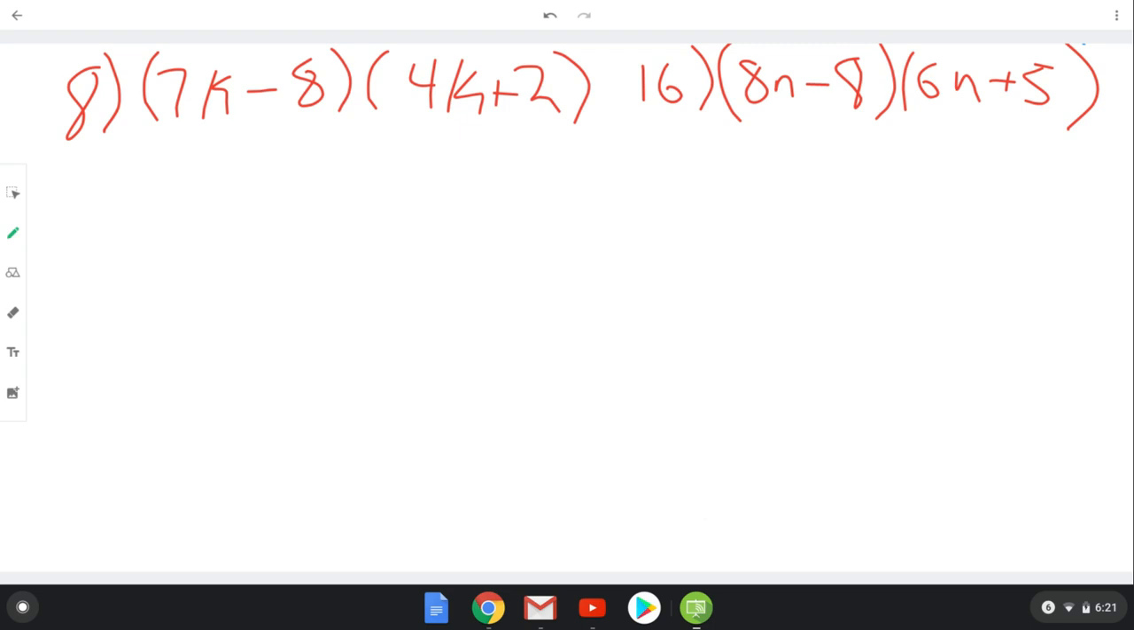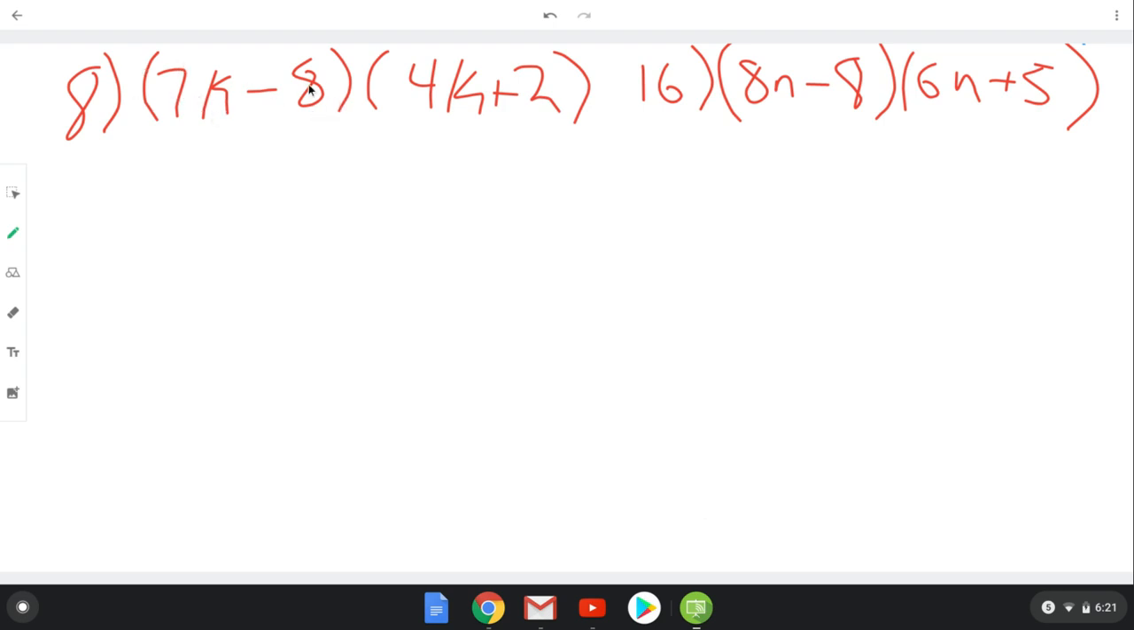Hello, today we're going to be talking about multiplying binomials. These are questions from the Multiplying Binomials by Binomials worksheet. And so numbers 8 and 16, and we're going to be doing these examples.